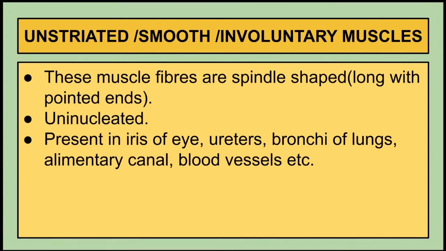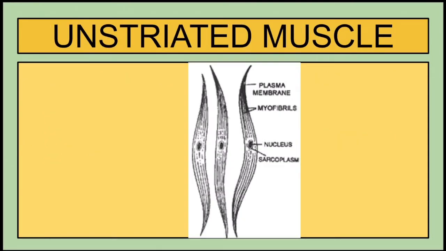These muscle fibers are present in iris of eye, ureters, bronchi of lungs, etc. Sarcomeres are not present in this. This is the reason they are known as smooth muscles. In this diagram of unstriated muscles, you can see the pointed ends and one nucleus.